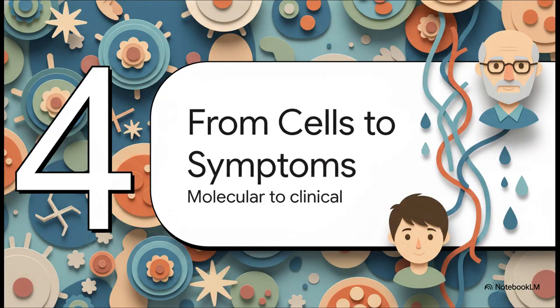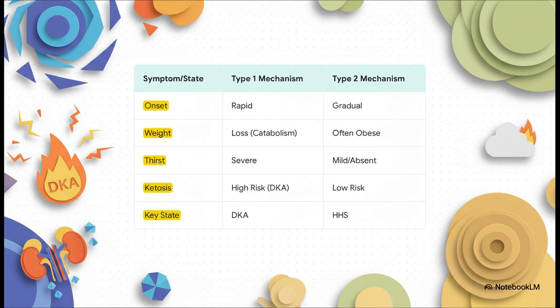So now we can finally connect these events happening at the cellular level back to our patients, Leo and Mr. Garcia. How does an autoimmune attack lead to Leo's acute crisis, while cellular resistance results in Mr. Garcia's subtle, slow-burning symptoms? This table really lays it all out. Leo's onset was rapid because once a critical number of beta cells are destroyed, the system just collapses. His weight loss is from catabolism. Without any insulin, his body is forced to break down fat and muscle for fuel.